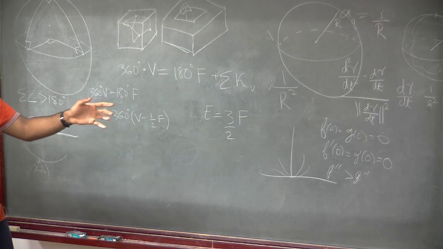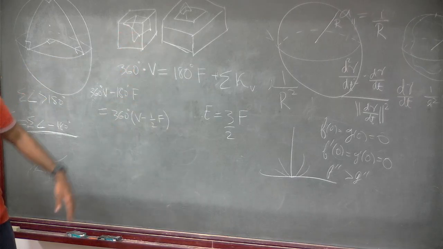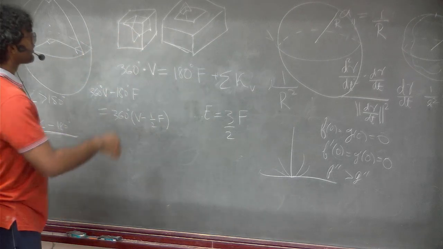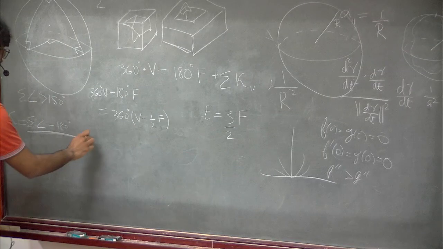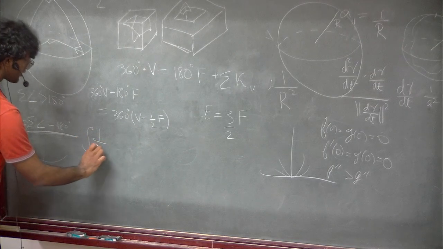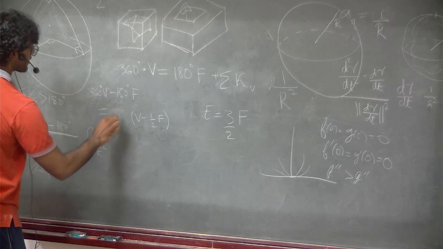These should have Euler characteristic 2, or is it 1? Anyone know the Euler characteristic? Yeah, 2. The Euler characteristic of a polyhedron is 2. So the sphere also has Euler characteristic 2. And in fact, if you integrate 1 over r squared over a sphere, so instead of 360, we should say 2 pi here, really.